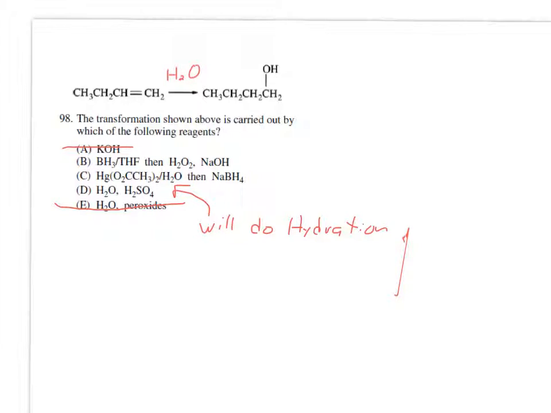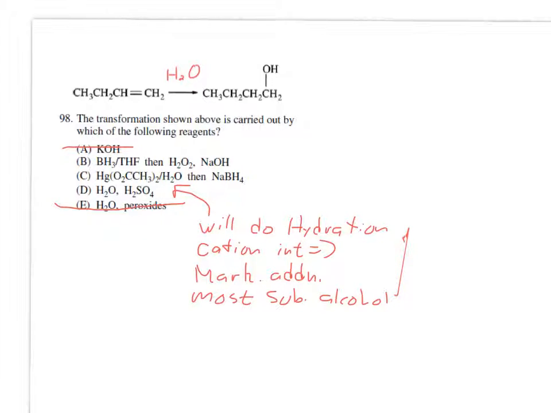However, this proceeds with a cation intermediate. And so it would go Markovnikov. And if you remember what Markovnikov addition is, it would give us the most substituted alcohol, which in this case would be a secondary alcohol. If we add the OH to the second carbon in, we'd get a secondary alcohol that's more substituted than this primary. So D will also not do this reaction for us.